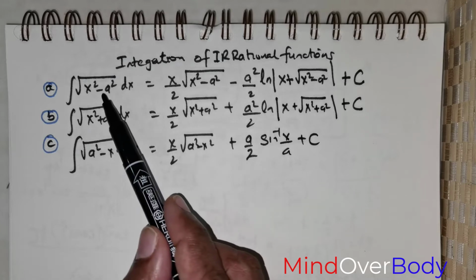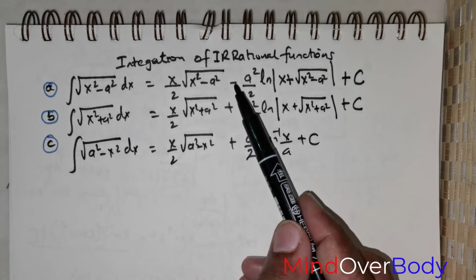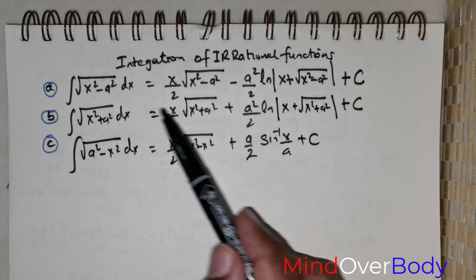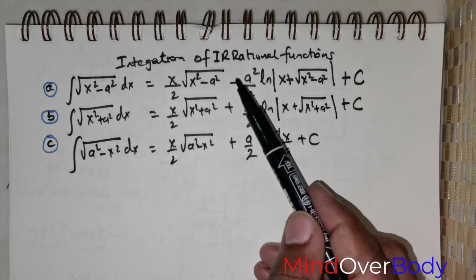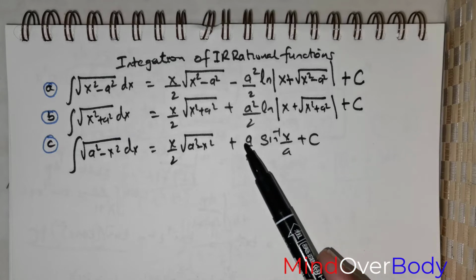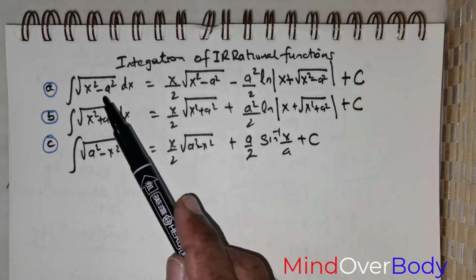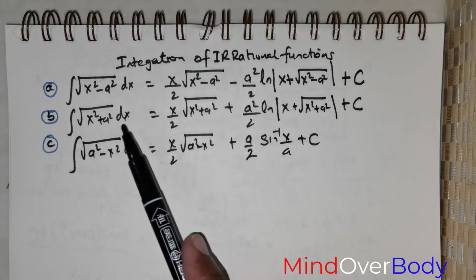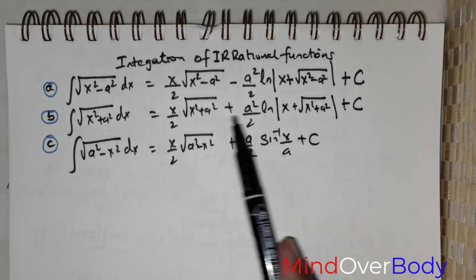If a squared is negative, then we start with a negative sign. If a squared is positive, we start with the positive sign. And since we got a squared everywhere, we have a squared over 2 each time. For the first quantity, it's going to be ln of x plus the integrand. The second quantity is also going to be ln of x plus the integrand.